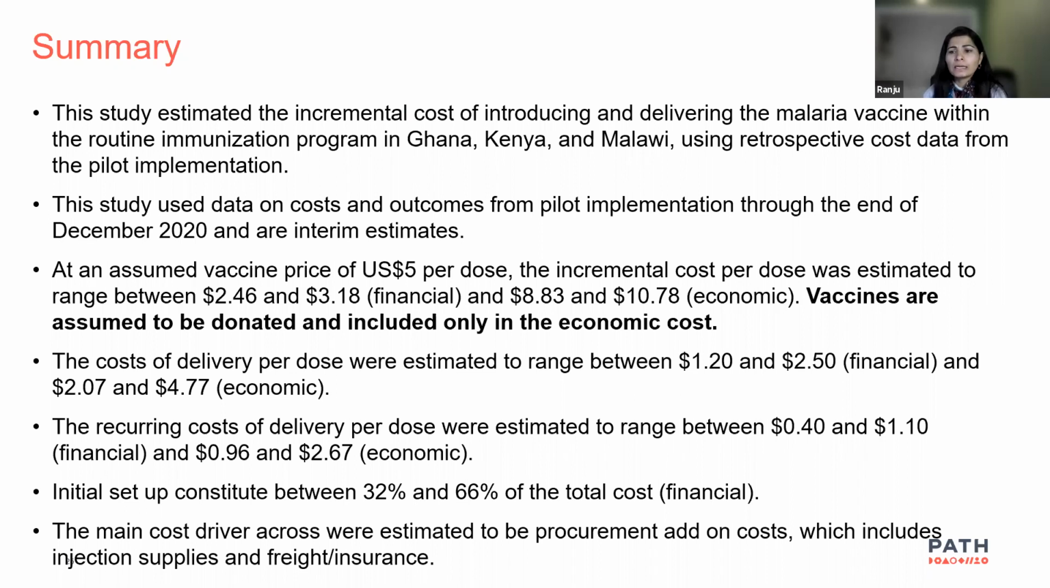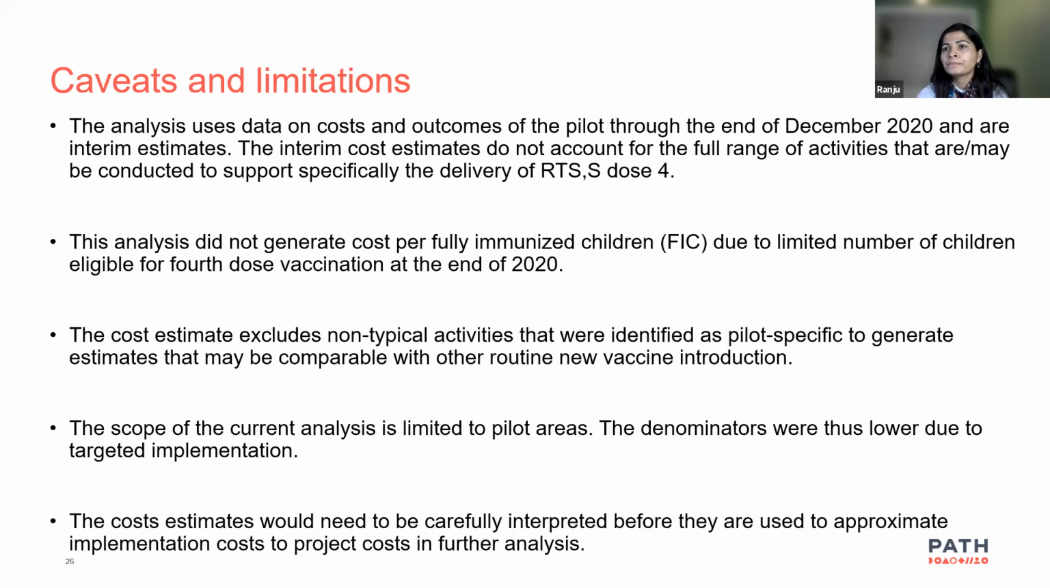And the initial setup cost, or the introduction cost contribution to the total cost, varied largely across the countries, ranging from 32% up to 66% of the total financial cost. And as we discussed, the major cost drivers were the procurement add-on cost, and outside of the procurement, training and the communication and social mobilization support activities that drove the unit cost of the program.